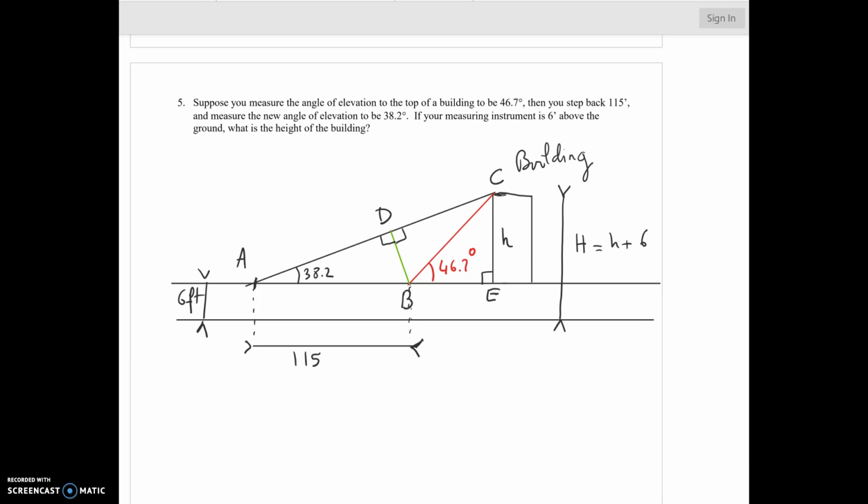And I try to define the first one. In the triangle BEC, E is a right angle, it's equal to 90 degrees. The angle B is equal to 46.7 degrees, as I was telling you, that is supposed to be the angle of elevation to the top of the building. Then you're going from B to A, stepping back 115 feet. And now, the new angle of elevation, which is the angle A in my triangle AEC, is 38.2 degrees.